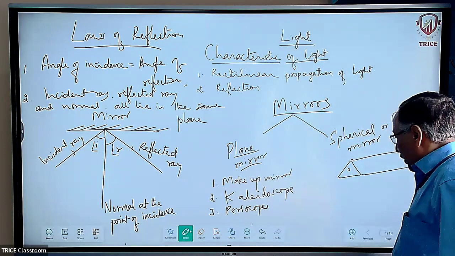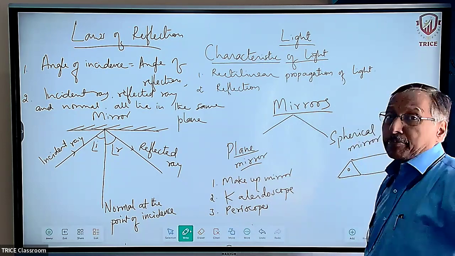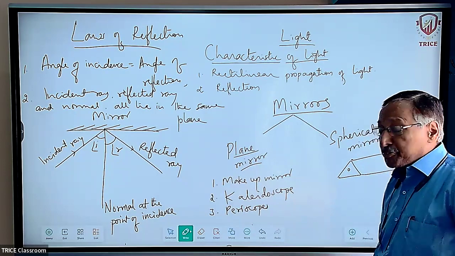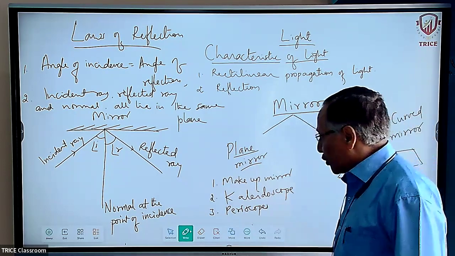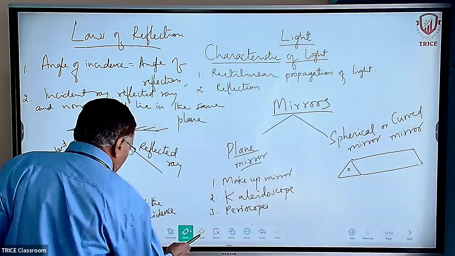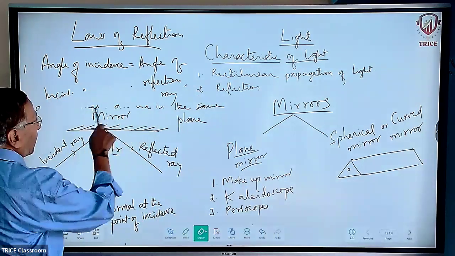Now, periscope. A periscope is an instrument which is used in ships, especially submarines, to see the image of enemy ships on the surface of water.